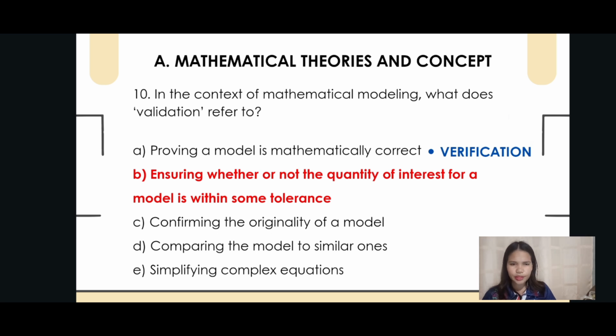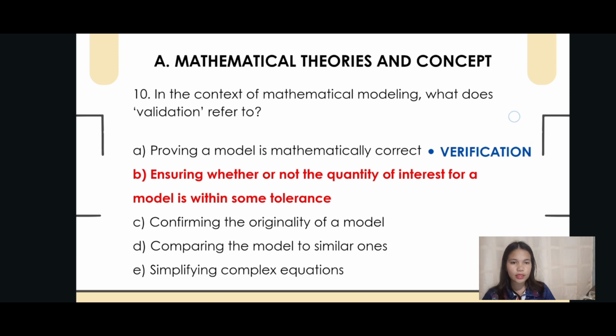So let's have letter C, confirming the originality of a model. Why is this option less appropriate? Letter C refers to checking if the model is unique or new, which is not the purpose of validation. Letter D, comparing the model to similar ones. While comparing models can be part of the broader process of model evaluation or selection, it is not validation.